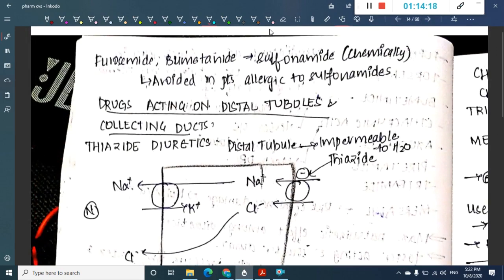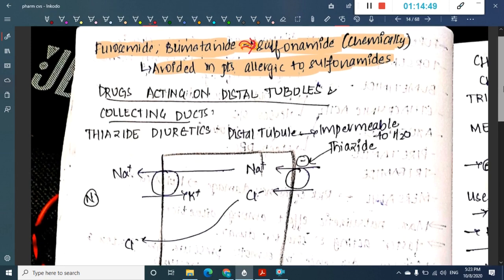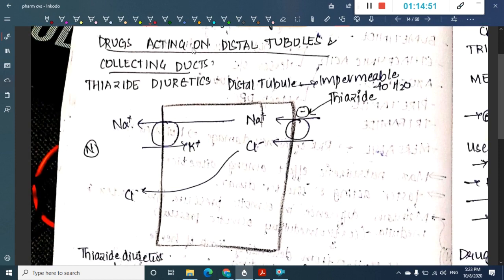So this is about the diuretics. One more important contraindication is furosemide and bumetanide. These are chemically similar to sulfonamides, and because of this similarity they are avoided in patients with allergy to sulfonamides.